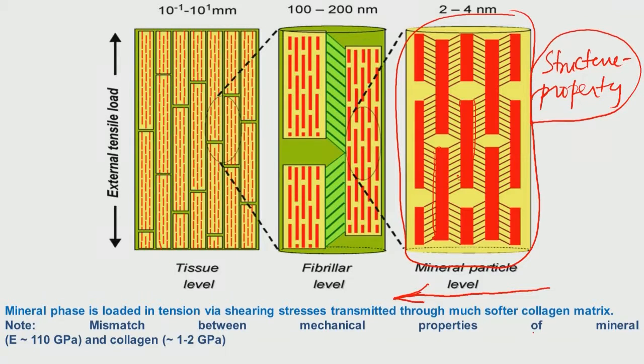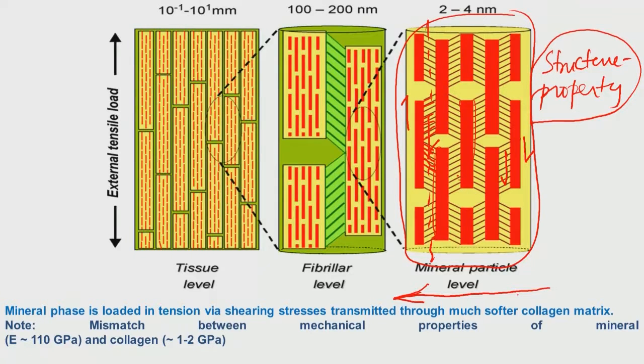And in this collagen bundle, some sidewise interaction is also shown here. The sidewise interaction is essentially by weaker hydrogen bonding or van der Waals type of bonding. So, at any given stress conditions, if necessary, the collagen bundles can slide over each other. So, the sliding of the collagen bundles is possible, and that leads to a certain element of deformation in the bone structure. This is at the mineral particle level, the 2 to 4 nanometer level.